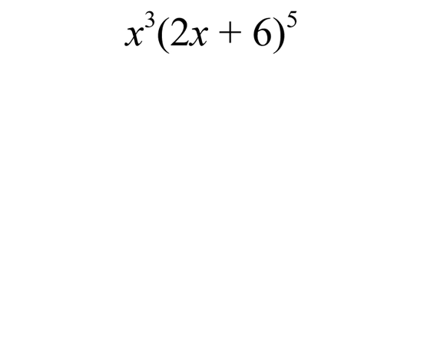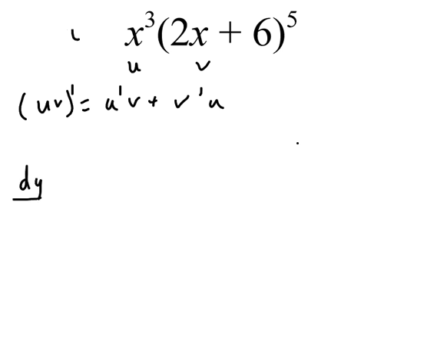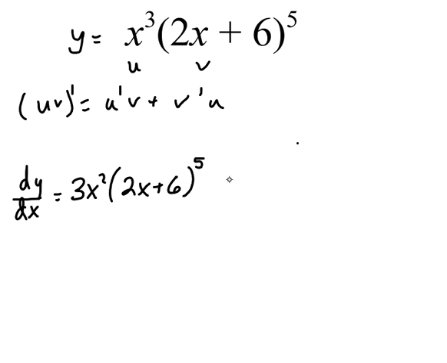We could actually incorporate these with the product rule as well. The product rule says if this is my u and this is my v, then (uv)' is u prime v plus v prime u. So when I want to find the derivative here, dy/dx is equal to the derivative of the first one, 3x squared, times (2x plus 6) to the 5th, keep the second one the same, plus the derivative of the second one. Here's where that chain rule is coming into effect: 5 times (2x plus 6) to the fourth times another 2, times x cubed.